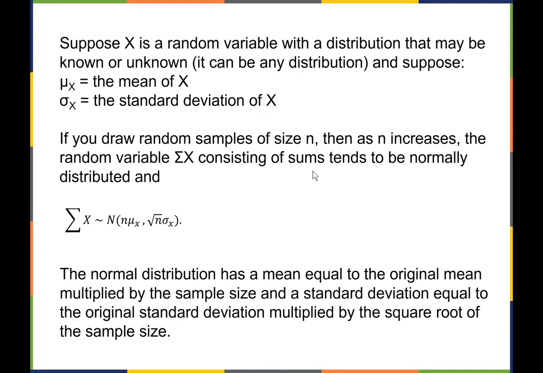Then, if you draw random samples of size n, as n increases, the random variable that is the sum of all those values in the sample, consisting of sums, tends to be normally distributed. So that random variable is normally distributed. The mean is the number of samples times the old mean, and the standard deviation is the square root of the number of samples times the old standard deviation. So the mean is equal to the original mean multiplied by the sample size, and the standard deviation is equal to the original standard deviation multiplied by the square root of the original sample size.